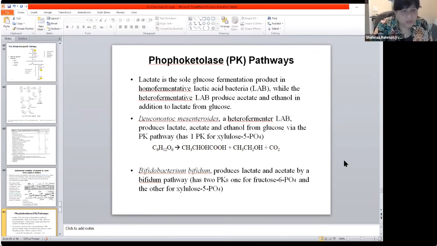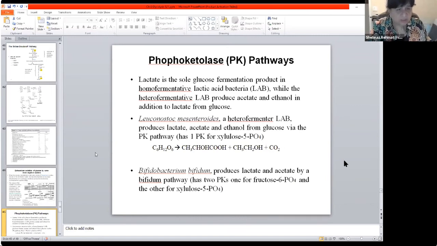Okay, so what does it do? Leuconostoc mesenteroides is a heterofermenter lactic acid bacterium. That means it not only produces lactate from your glucose, but it also produces acetate and ethanol through a special pathway which we will call the PK pathway. So it has one PK for the xylulose 5-phosphate. So you're going to go from glucose to xylulose and then into your acetate and ethanol.